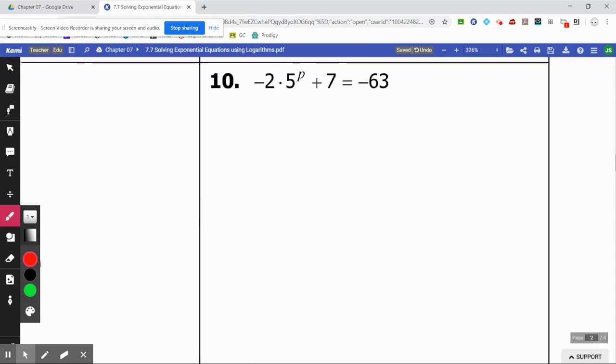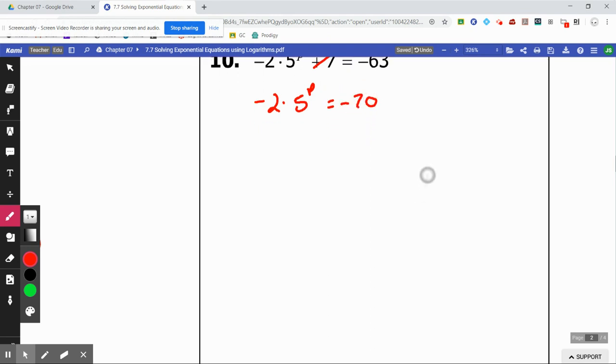Next problem, isolate the 5 to the p. Let's get rid of plus 7 by subtracting it. So that gives me negative 2 times 5 to the p is equal to negative 70. Divide by the negative 2 gives me 5 to the p power is equal to 35.